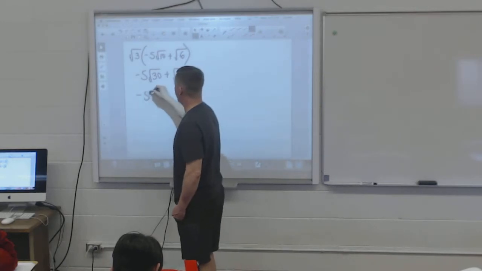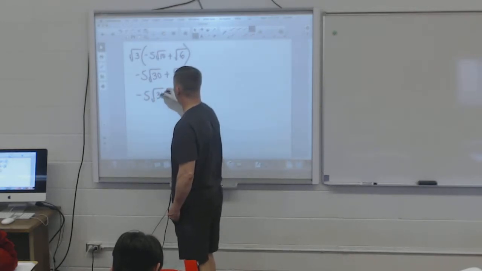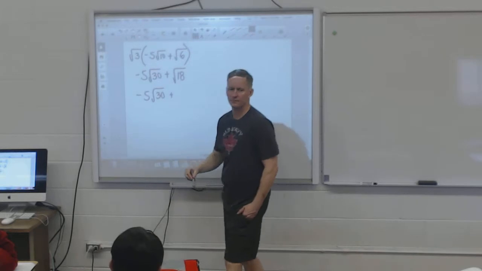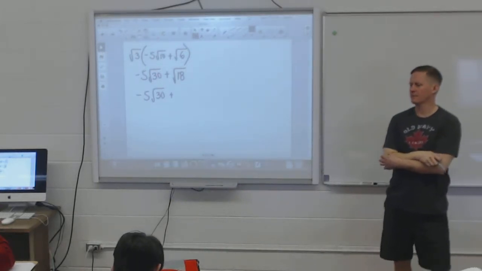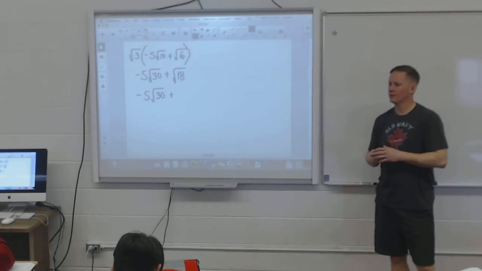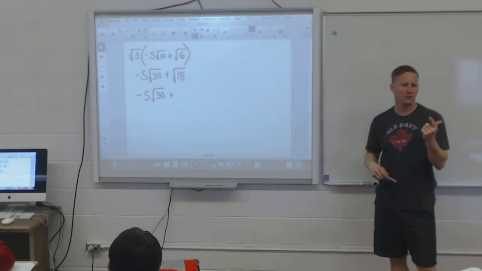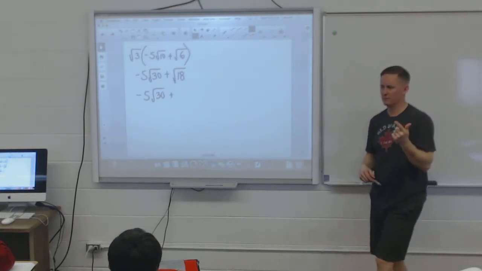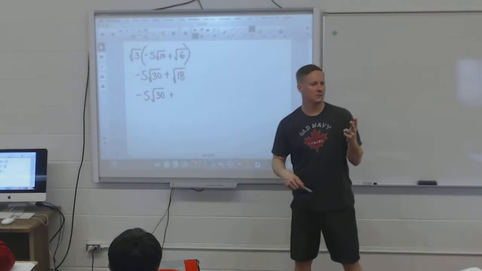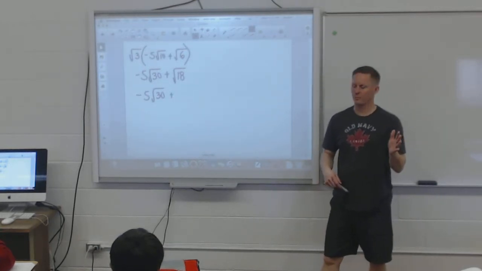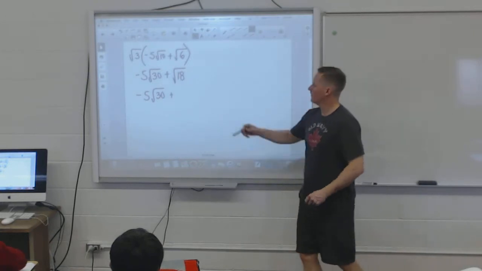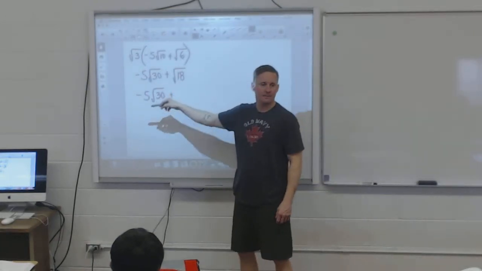Can I break down 30? Is there a perfect square that goes into 30? Go through your perfect squares quickly. 1, 4. Does it go into 30? 9? No. 16? 25? No. Okay, so it has to stay as root 30.